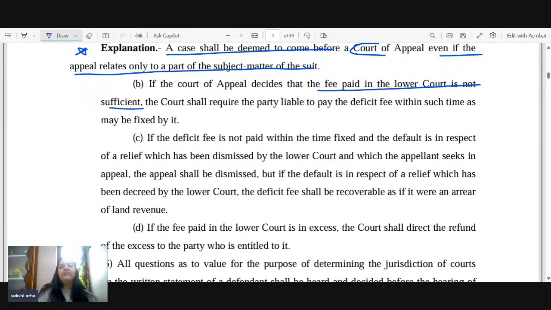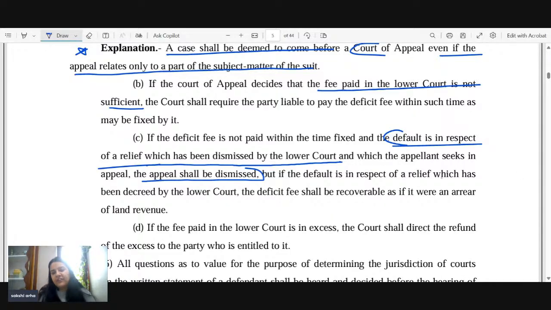अगर पार्टी उस टाइम में आकर fees pay नहीं करती, okay, and the default is in respect of a relief which has been dismissed by the lower court. Okay, वो जो default है जिस पे fees is deficit, if it is with regard to a relief which is dismissed by the lower court, and which the appellant seeks in appeal, the appeal shall be dismissed. Appeal dismiss हो जाएगी. Okay, but अगर वो जो deficit fee है वो ऐसे decision पे है जो lower court ने decree कर दिया, like a decision which is favored by lower court, which is passed by lower court. In that case, the deficit fee shall be recoverable as if it is an arrear of land revenue. तो वो जो deficit fee है वो ऐसे recover की जाएगी like an arrear of land revenue. Now, how arrear of land revenue is recovered? That is in CPC by attachment, by all these things.